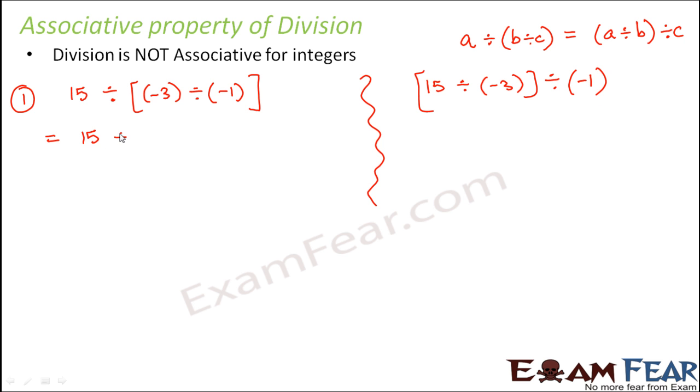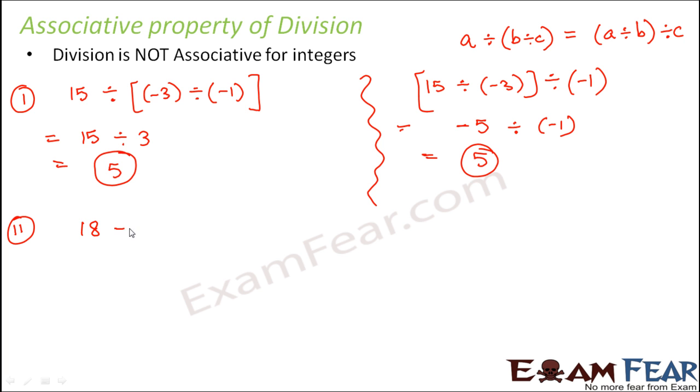So here the value is 15 divided by 3, which is equal to 5. And in this case, the value is minus 5 divided by minus 1, which is also equal to 5. So here, yes, we see that both are equal. But we cannot reach a conclusion just with one example. Let's take some other example, because sometimes it might happen that just by a matter of chance, the left hand side and the right hand side are equal. So we will take more examples.